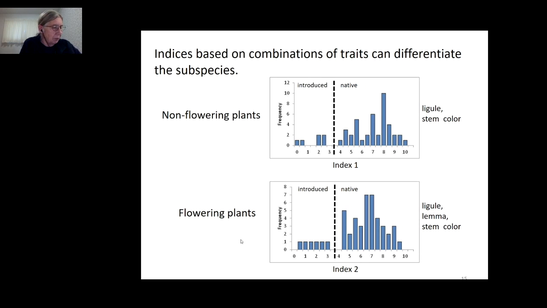Now, the limitation of that is that we only used plants from BC, and we only used the couple of hundred plants that we had information about. And so we don't know how well that applies elsewhere in North America.